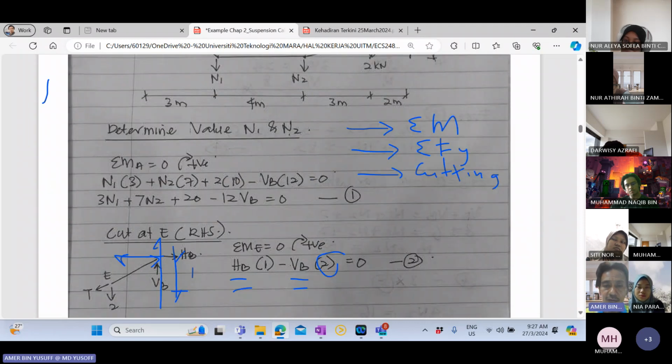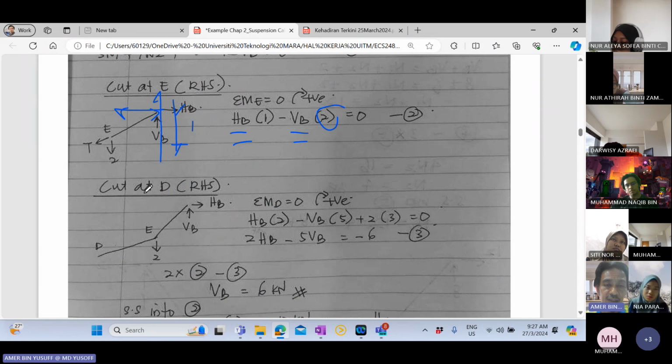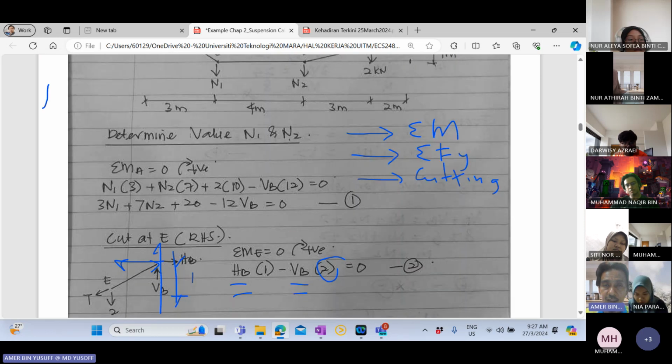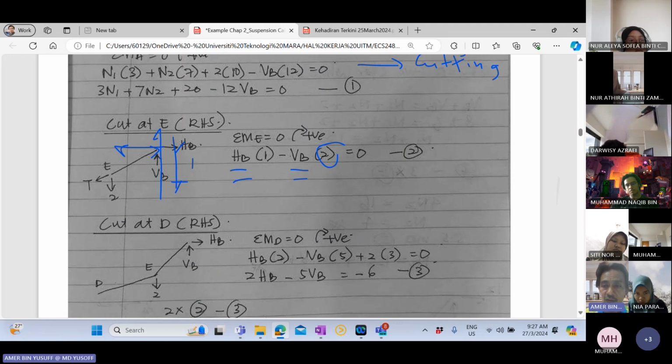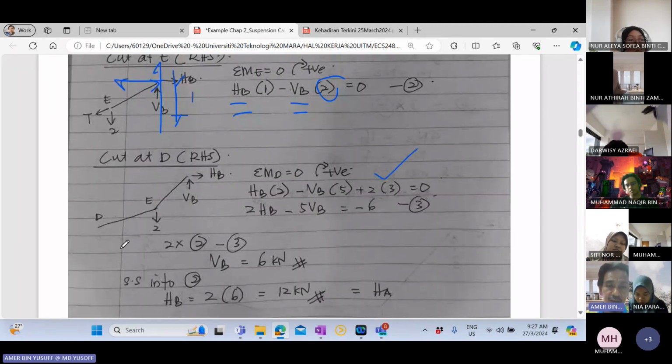So next, I try to cut at D. I cut at D and consider the right hand side structure. Then I calculate moment by cutting at D. So I get another equation. The concept is the same. 2 multiplied by this distance, DE is 3, it is in the question. This distance is 3. So that's why 2 multiplied by 3, and VB multiplied by this distance.